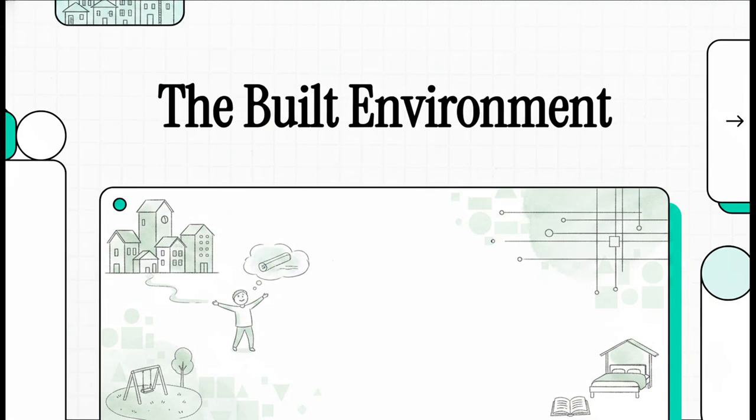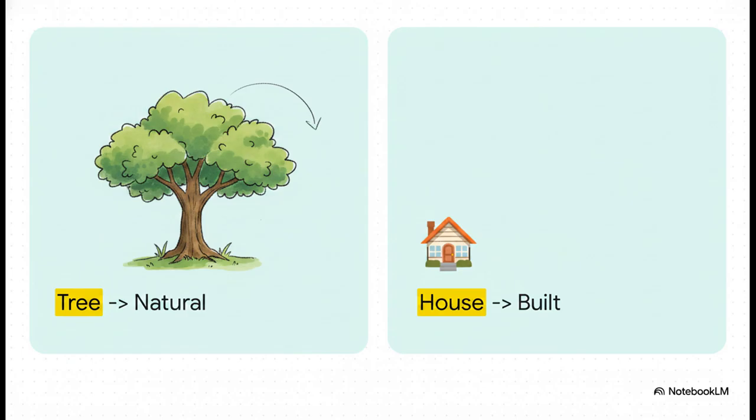Welcome to this explainer. Today, we're diving into something that is literally all around us, the built environment. It's the invisible framework of human civilization, basically the physical spaces we engineered to make our daily lives happen. We're going to break down the structural foundations of urban design and see exactly how our modern world is put together. To get right to the core of it, let's look at organic growth versus human intervention.